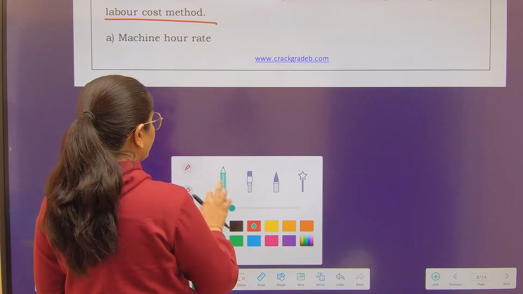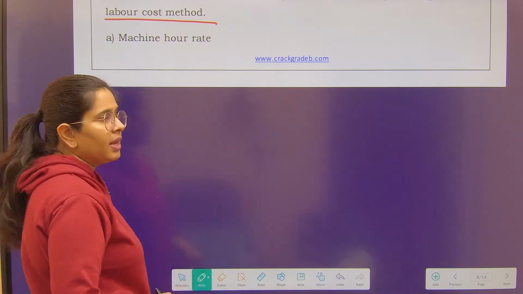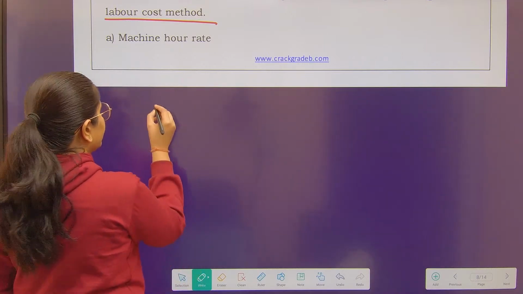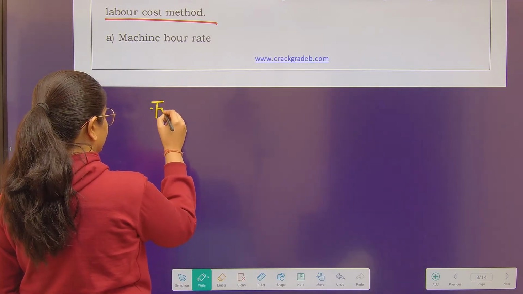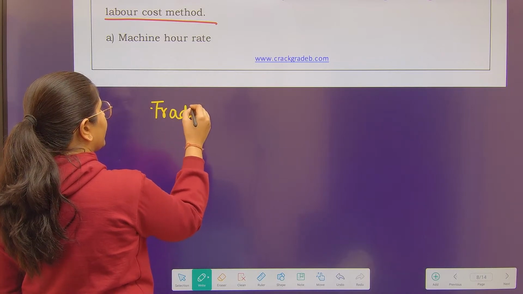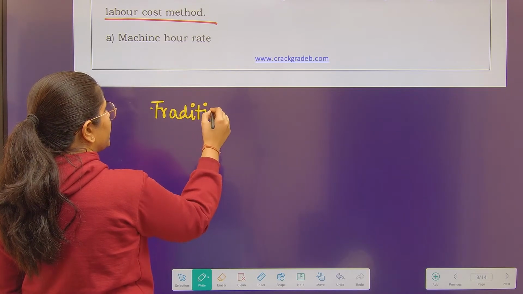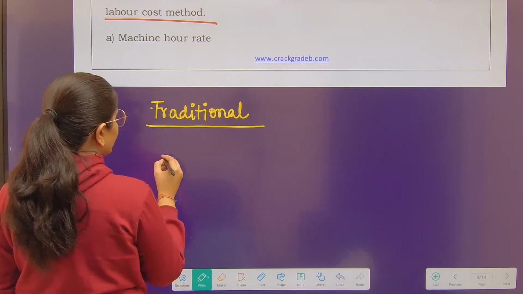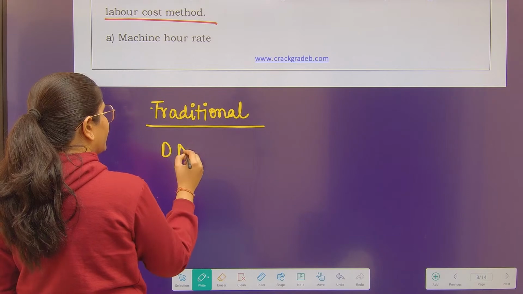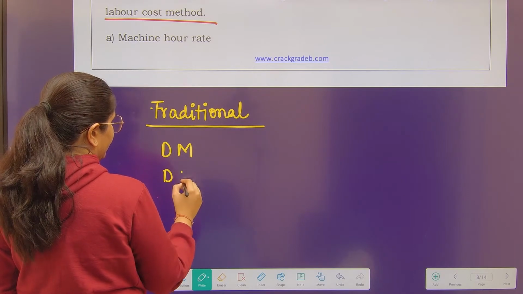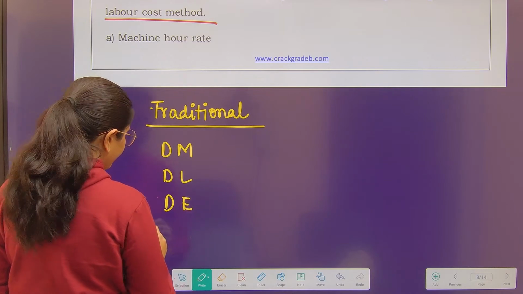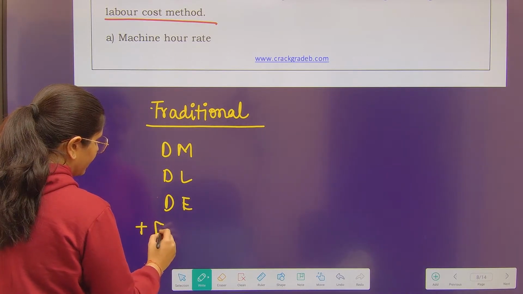You want to allocate the overheads, right? You do not know on what basis you should be doing. So there is a traditional method. What is the traditional method? That is how it was being done in the older times. Traditionally, you would have written direct material, direct labor, direct expenses, and then factory overheads.